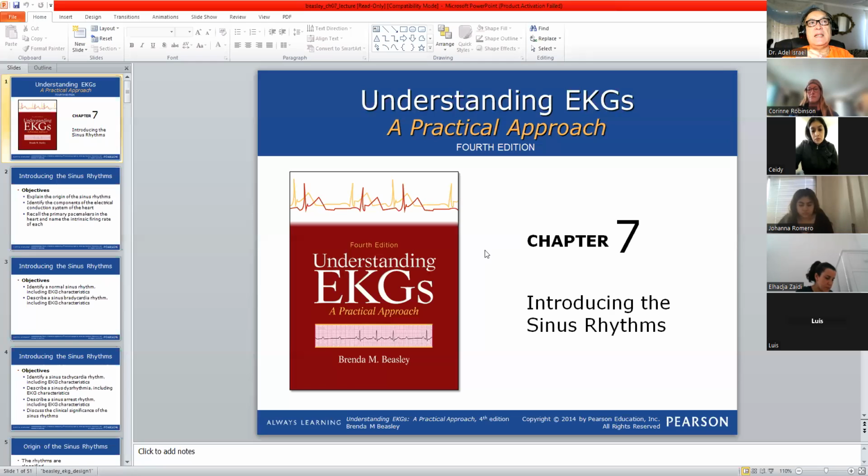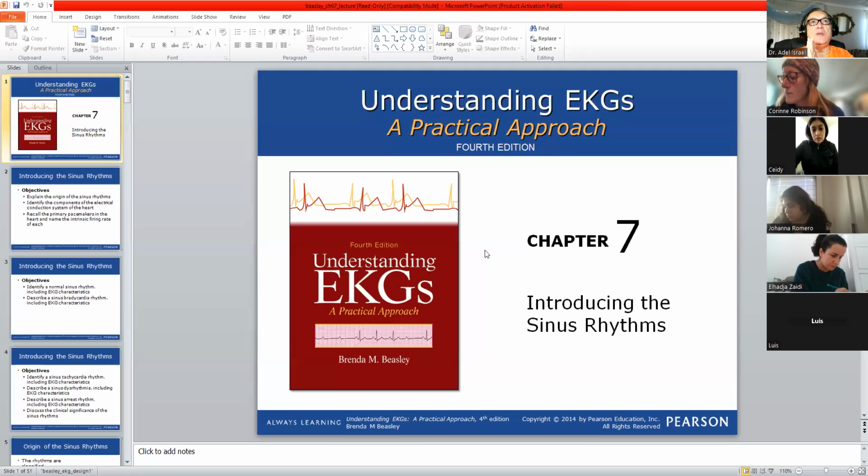Chapter 7 is sinus rhythm. This is the normal heart. So what is the keyword today? The word is sinus, which means normal. That's it. So throughout this chapter, we find everything as we already learned, which is normal.